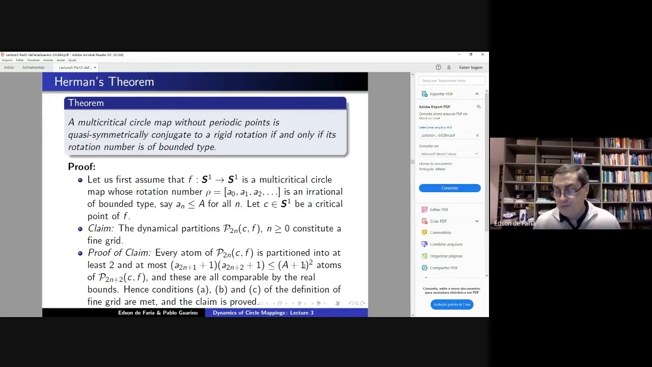And moreover, you know from the real bounds that these boundedly many atoms into which a given atom at level 2n is broken at level 2n+2, because they're boundedly many and because any two are adjacent, you lose a little bit on the constants, but you deduce that all of these intervals are actually comparable, okay? So they do satisfy all the hypotheses and the definition of a fine grid, okay?